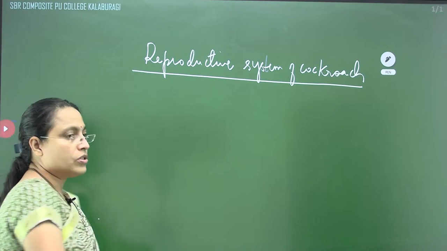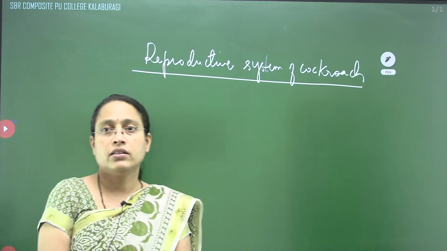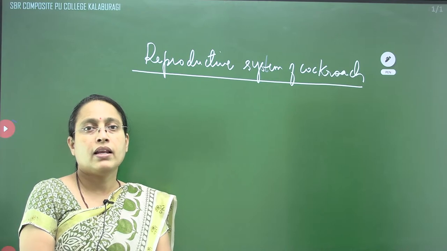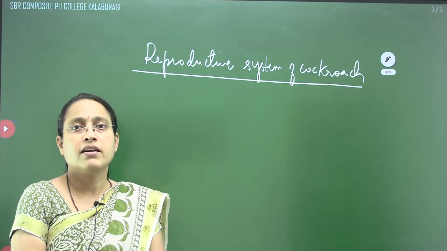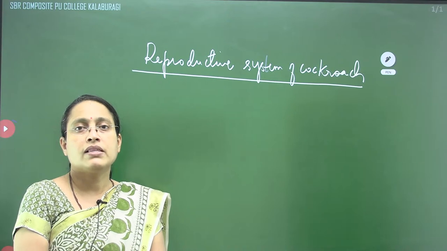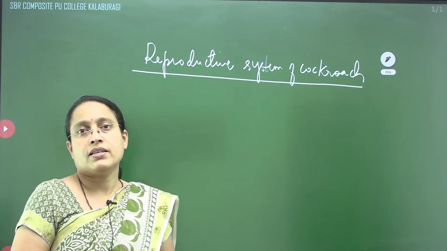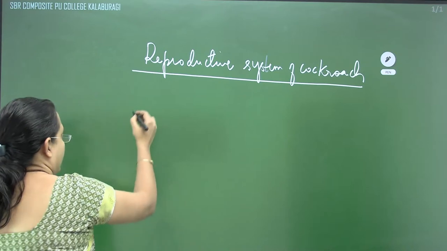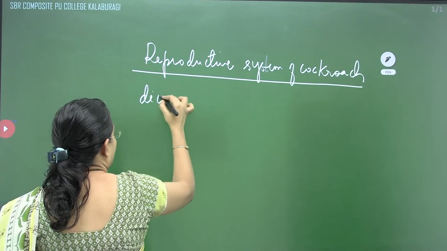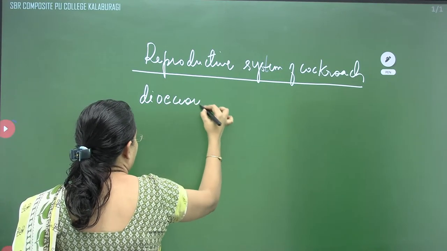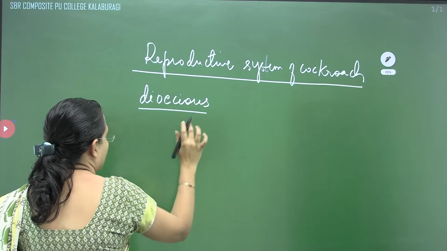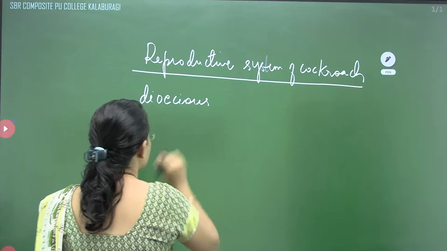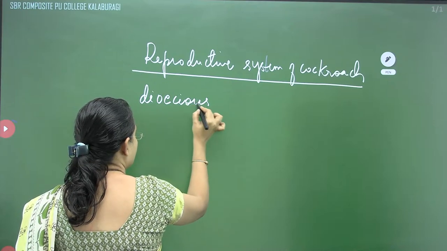First of all, cockroaches are insects where sexes are separate. It means male is a different individual, female is a different individual. It means unisexuality is present, and they are also called dioecious animals.